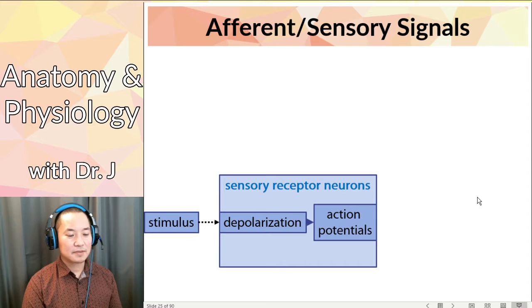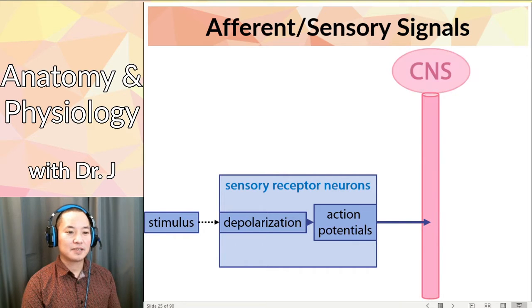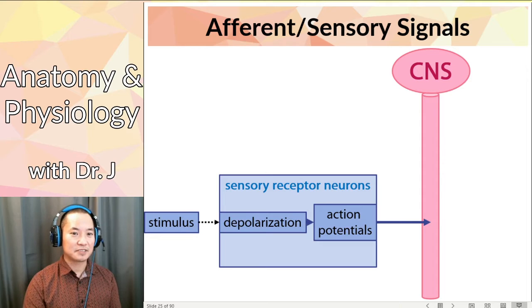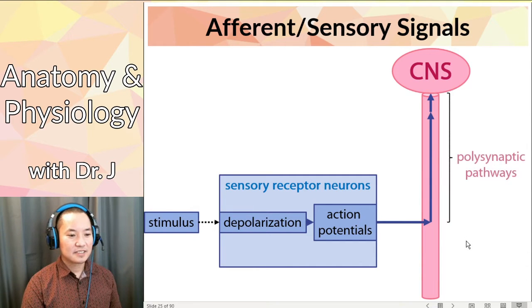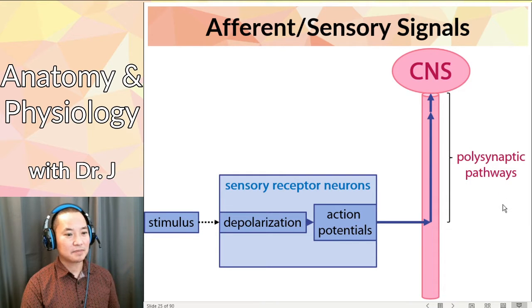But the thing is, where is your central nervous system? Or what makes up your central nervous system? You have your spinal cord and brain, right? So this is kind of showing you a little more of the path of how these sensory signals travel. Again, going from the stimuli through these receptor neurons, but now it's going up into the CNS. So these polysynaptic pathways, they're going up.